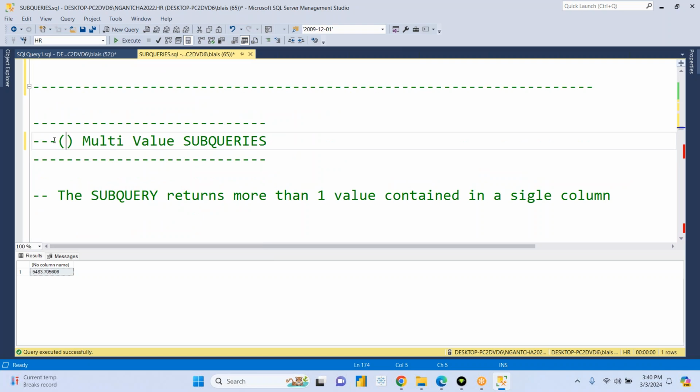So in this, the subquery returns more than one value contained in a single column. Right, not multiple columns. We have one column with multiple values. That's what we call multi-value subqueries. We're going to address this after the break.